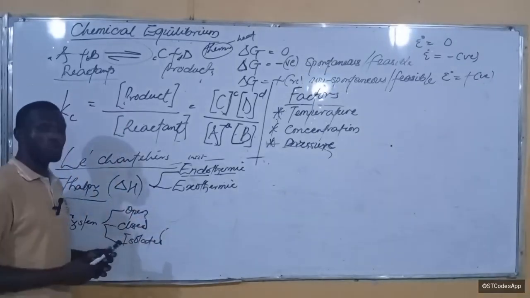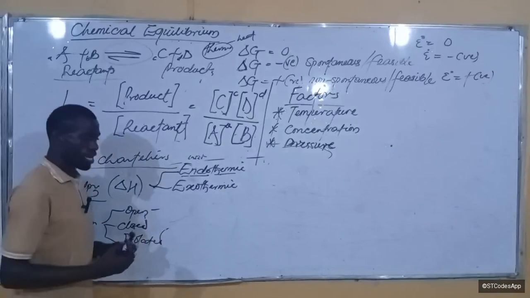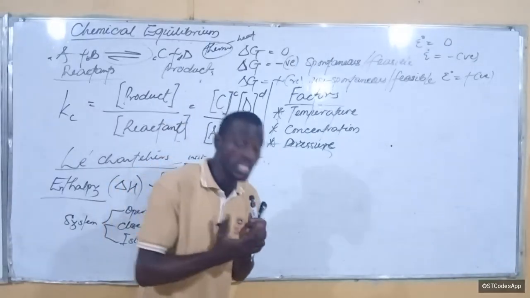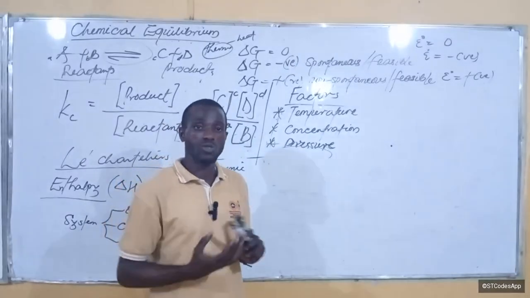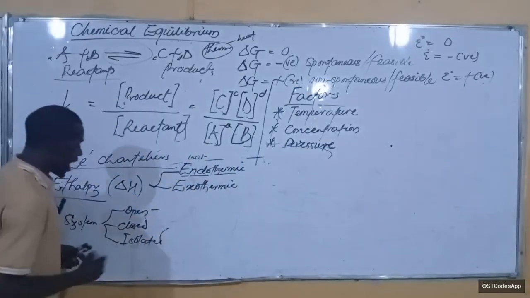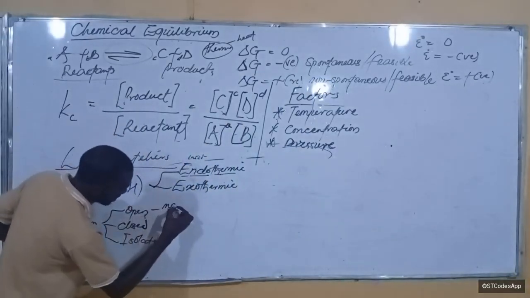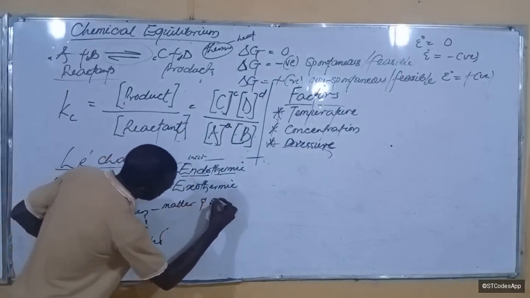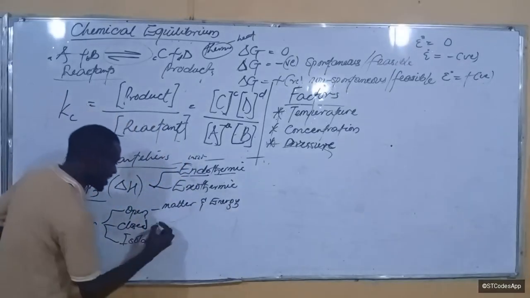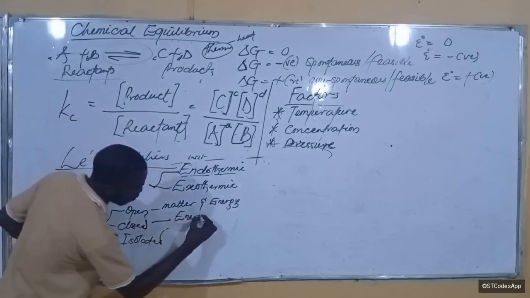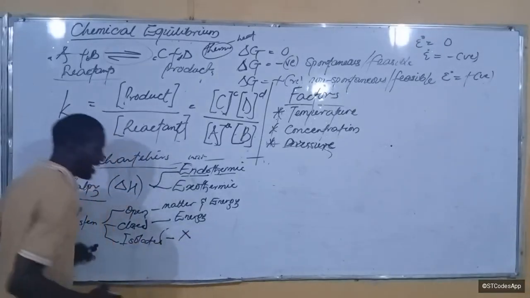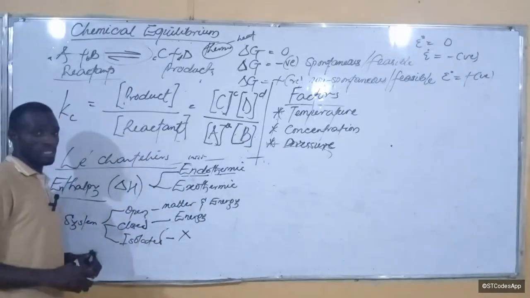So what I'm trying to say is that if I have a system and the surrounding, they relate to one another, they exchange things in one way or the other. An open system is one that exchanges both matter and energy with its external environment, while a closed system exchanges energy only, but not matter, while an isolated system exchanges neither energy nor matter. It doesn't exchange anything with the environment.